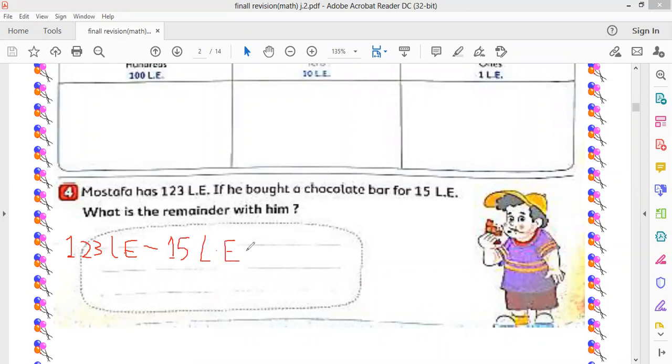And when we subtract, we start with ones. 3 minus 5. 3 minus 5 doesn't work, so we go to the next place, which is the tens place. We have here 2. So we take 1 from 2. So 2 becomes 1, and these 3 become 13. Now we subtract using the new numbers. 13 minus 5 equals 8. Excellent. And 1 minus 1, 0. And 1 minus 0, 1. 108 LE.